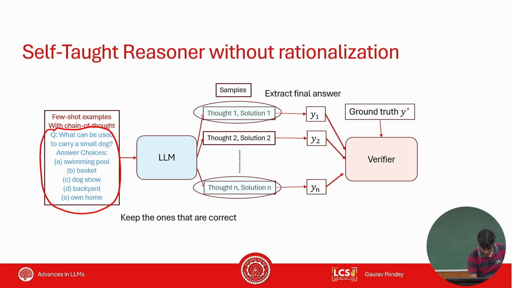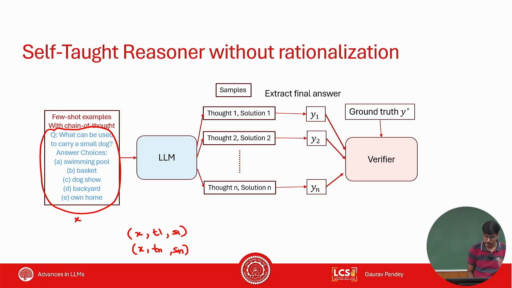So now you can use these for creating your supervised training data. Your data may look like, let's call this x. So x, thought 1 and solution 1, this might be one training data, and x, thought n, solution n, this can be another training data. You collect your training data in this form, and now you can do supervised training on top of this data. This is a very straightforward approach of constructing your training data.